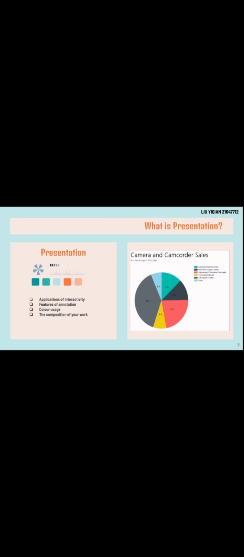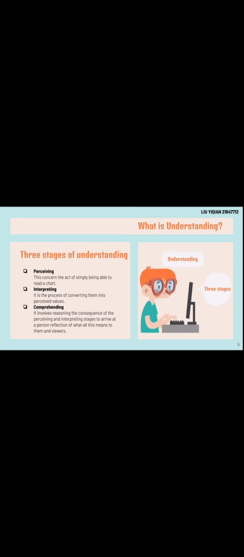And then what is presentation? We can simply divide it into 4 points. It's about applications of interactivity, features of annotation, color usage, and the composition of your work. For example, the selection of a chart type intrinsically leads to decisions about the space and place it will occupy. An interactive control may be included to review an annotated caption. For any design property to be even visible to the eye, it must possess a color that is different from its background. What is understanding?